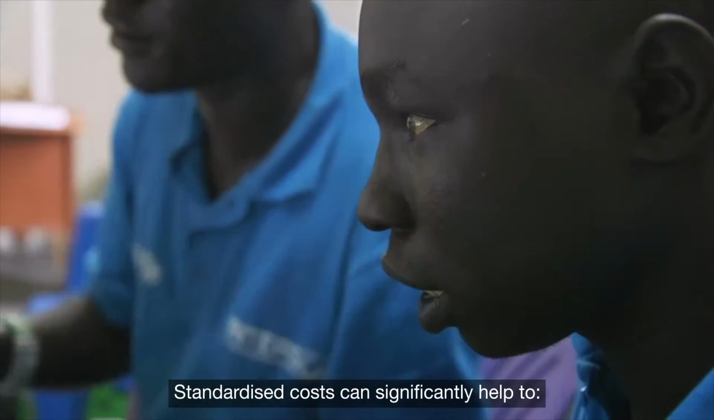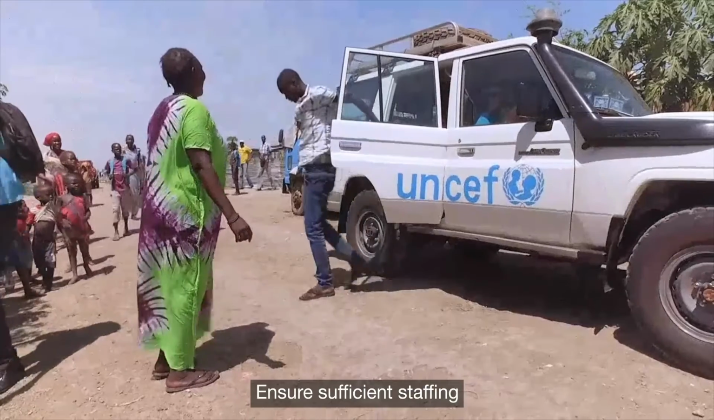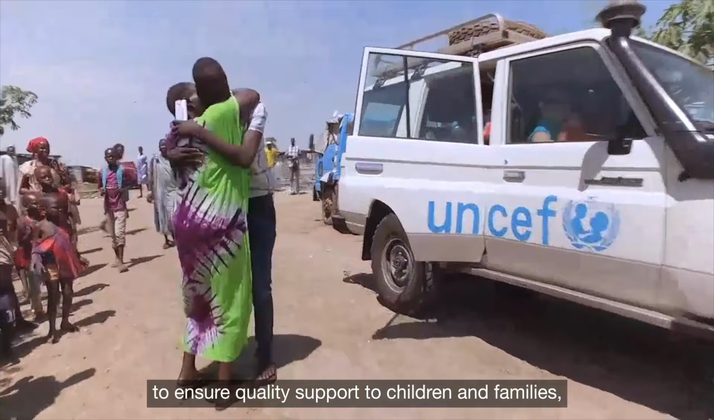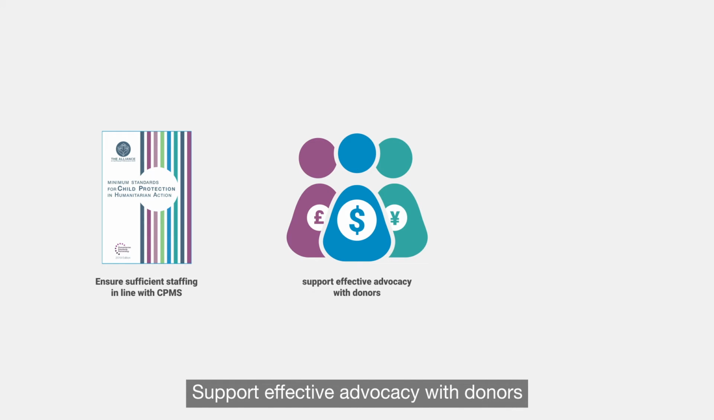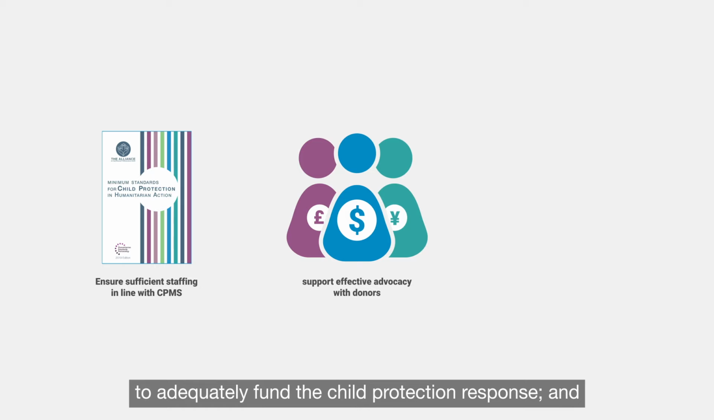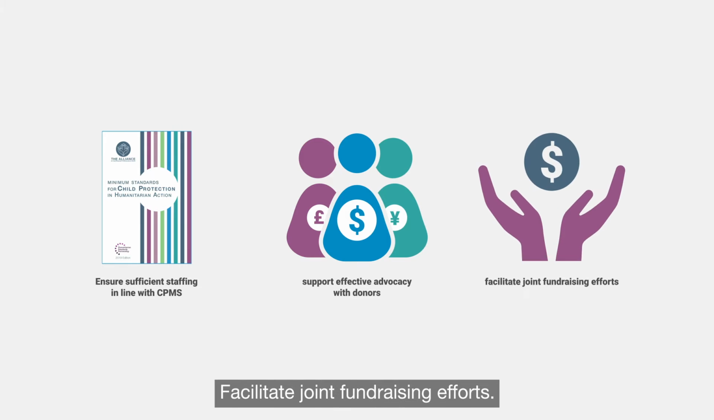Standardized costs can significantly help to ensure sufficient staffing to ensure quality support to children and families in line with the minimum standards for child protection in humanitarian action, support effective advocacy with donors to adequately fund the child protection response, and facilitate joint fundraising efforts.